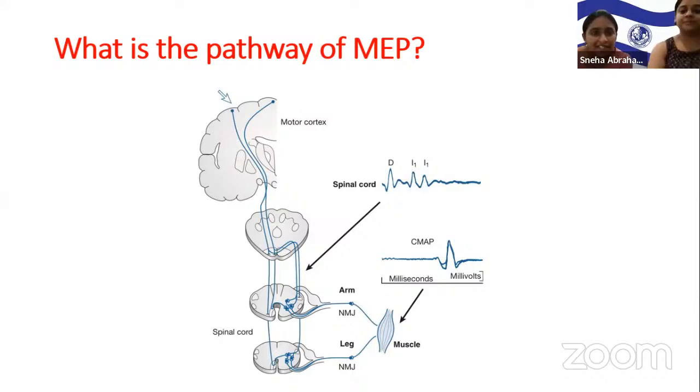So what type of stimuli is given transcranially? So transcranially, you can give both electric stimulation or a magnetic stimulation, sir. It is commonly used practically. Electric, sir.